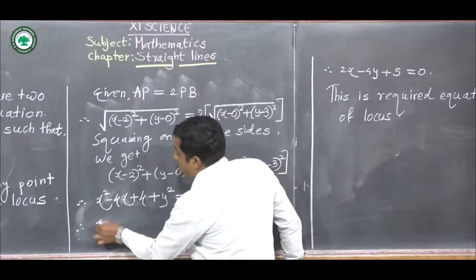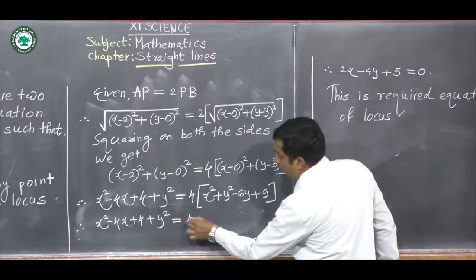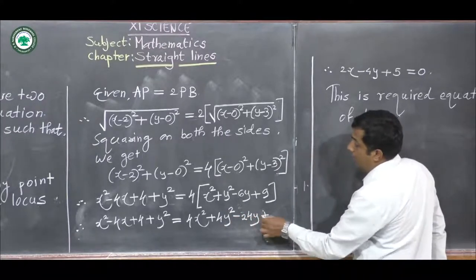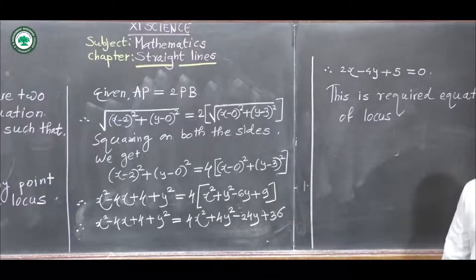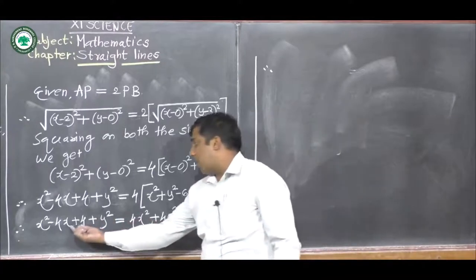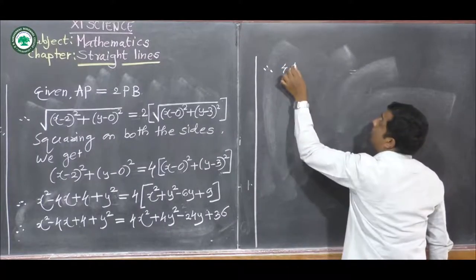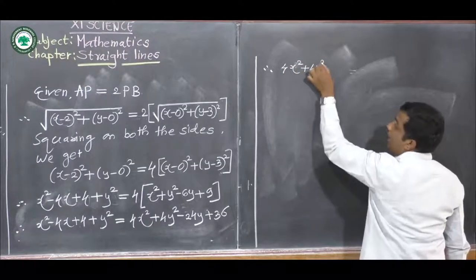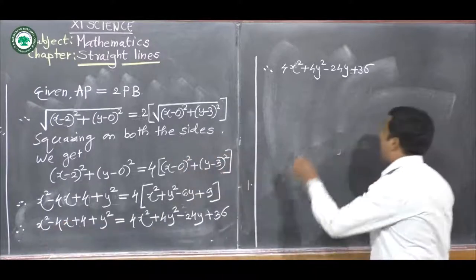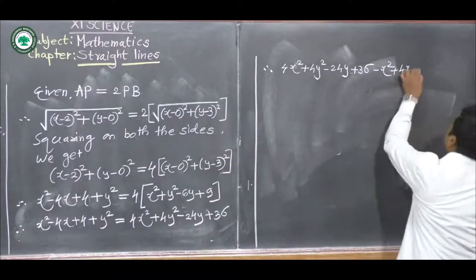Okay, so here x square minus 4x plus 4 plus y square as it is. Then in RHS we get 4x square plus 4y square minus 24y plus 4 into 9 is 36. Okay, now we consider each part of the LHS in RHS. Firstly I write RHS: 4x square plus 4y square minus 24y plus 36. Then this plus x square as minus x square. Next minus 4x as plus 4x. Then this plus 4 as minus 4.